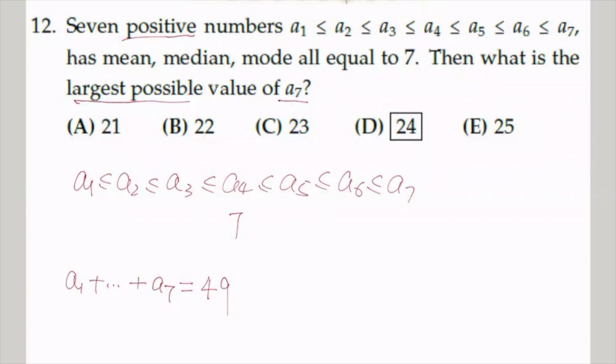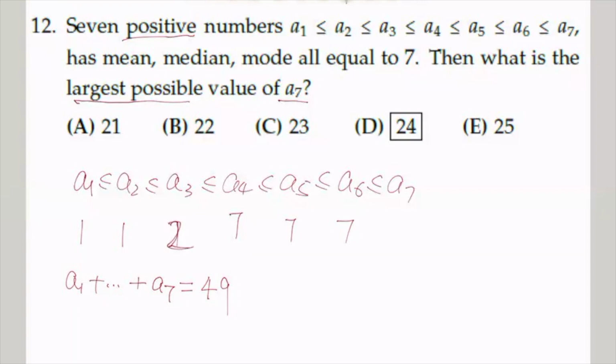Because they are in non-decreasing order, A4 is already 7, so the smallest possible number for A5 is 7. A6 is also 7. And for A1, A2, A3, they are all positive numbers, so ideally all of them should be 1, right? But we notice that if we have three 1s and three 7s, then the mode is not a 7. Because of that, we have to increase A3 slightly. We add a 1 to that.